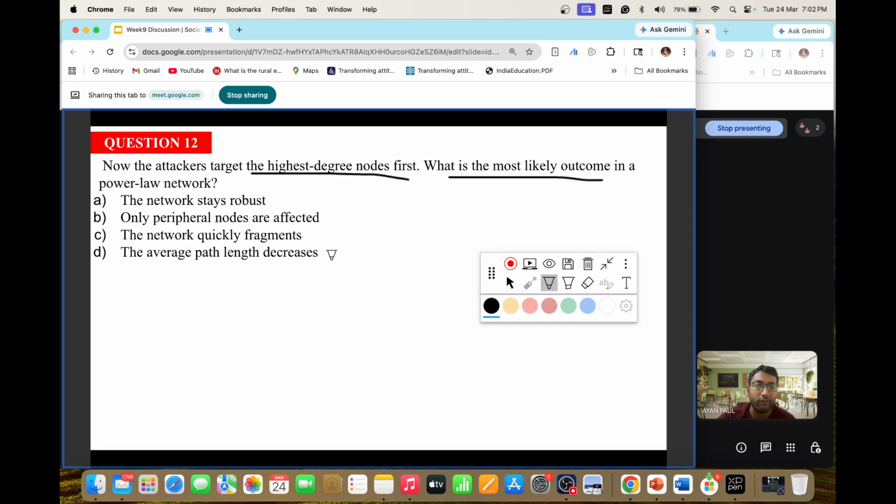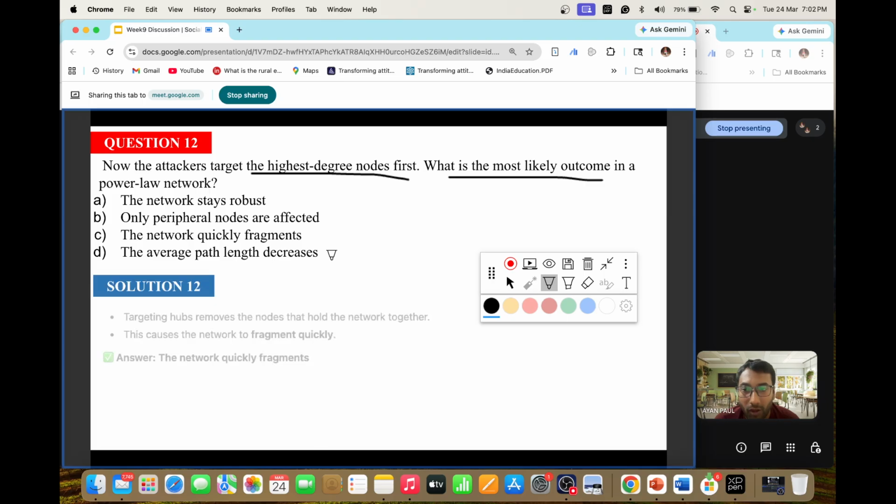The network quickly fragments, because we are talking about the power law. That means we are talking about the BA network, which follows the power law, and in the BA network preferential attachment is very important. So hubs emerge. If you remove the hub, the network will quickly fragment. So option C is the correct answer. Targeting hubs removes the nodes that hold the network together. This causes the network to fragment quickly. So option C is the correct answer over here.